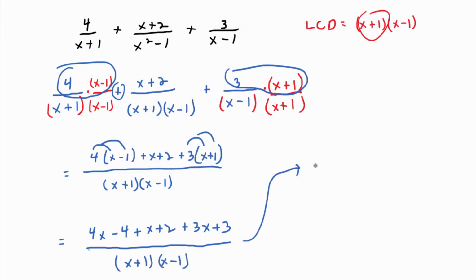Okay, combine like terms. Let me write the result right here. I see a 4x, an x, and a 3x, 8x. I see a minus 4, a plus 2, and a plus 3. So that's a minus 4 plus 2 is minus 2, right? Plus 3, plus 1, and then all over the LCD. Now, that one, the numerator doesn't factor. It doesn't contain any common factors with the denominator, so you know you're done.